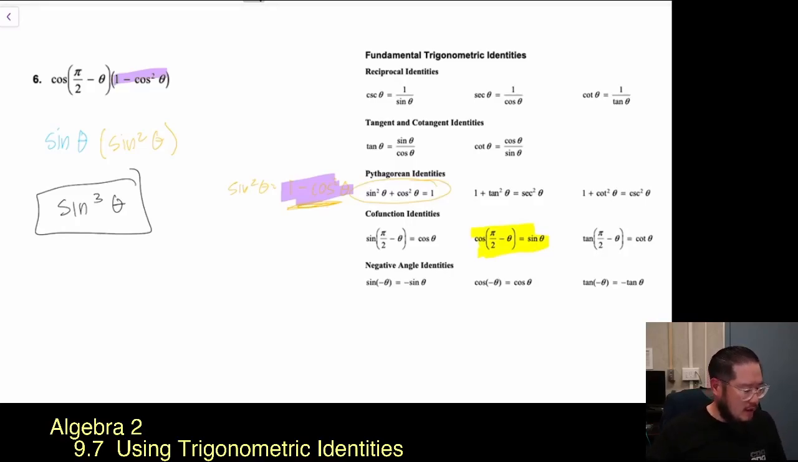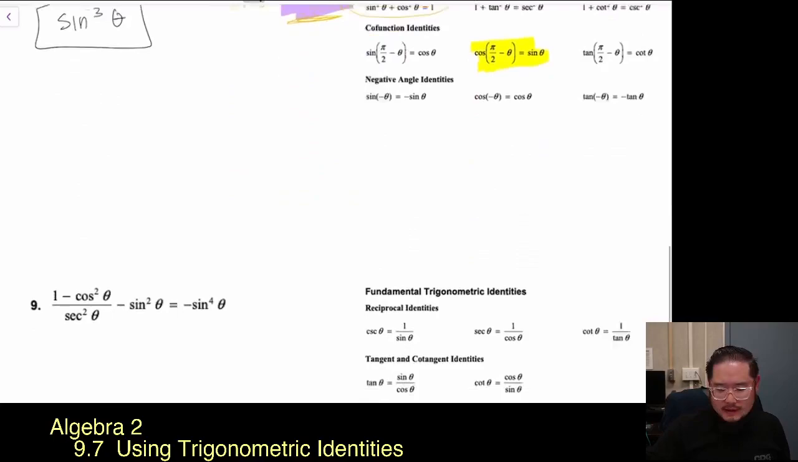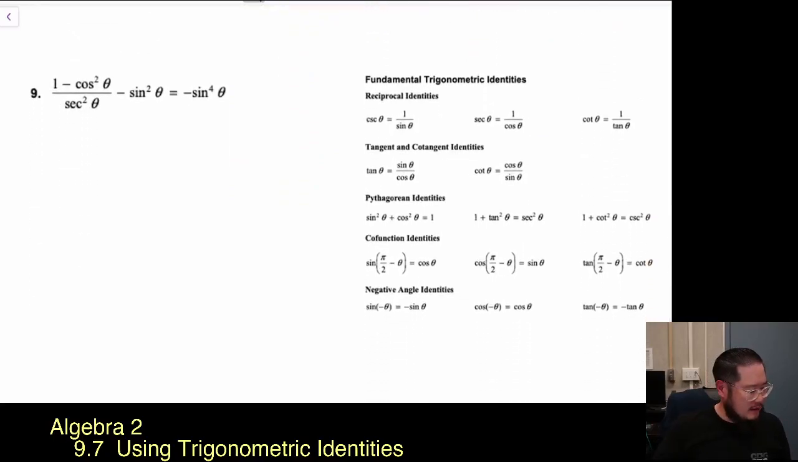Let's try one more problem, number 9, which asks us to verify the identity. They're saying, how could I take 1 minus cosine squared theta divided by secant squared theta minus sine squared theta, and how does that equal negative sine to the 4th power theta? So we're going to have to do a little bit of manipulating here and see, along the way, how I could get all of this right here.